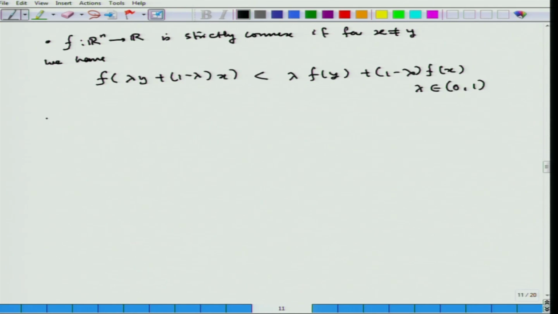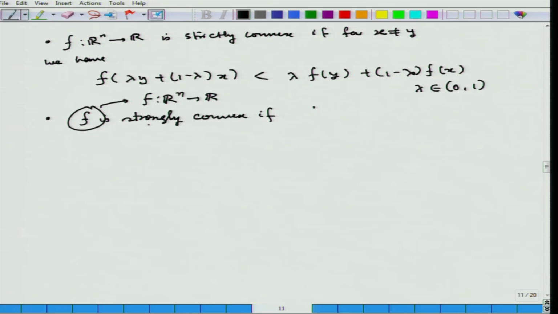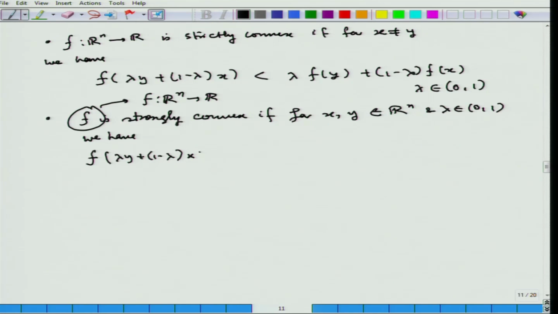So, what is strongly convex? We will not go into much of a discussion on this function. f is from Rn to R, and f is strongly convex if for x, y in Rn and lambda in 0, 1, we have f of lambda y plus 1 minus lambda x plus rho, where rho is fixed. So, we have this expression true.